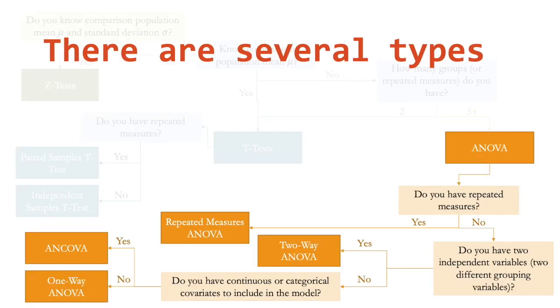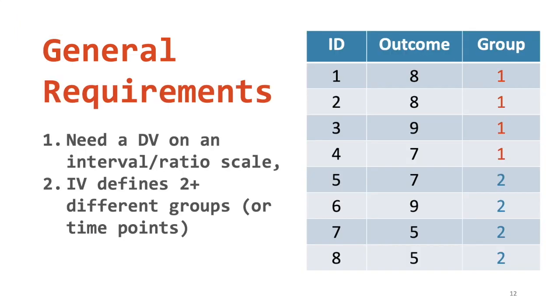So let's come back to this. There are several types. Today we're just going to be talking about the one-way and two-way ANOVA. One-way just means you have one grouping variable. Two-way means you have two grouping variables. General requirements. First, you need a dependent variable that is continuous, so it's on an interval or ratio scale. And you need an independent variable that defines two or more different groups or time points.